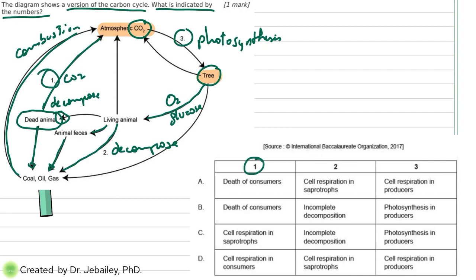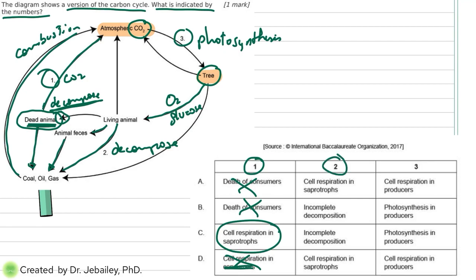Number one here, which is this one, it says death of consumers, self-respiration, saprotrophs, self-respiration, and consumers. Since we know it's decomposition, it cannot be consumers, right? So it cannot be this. And it's definitely not the death of the consumers because the animal is already dead, so it cannot be this. So just by looking at this, I already know that this is the answer, right? Self-respiration, because decomposers basically are eating the dead animal. As they do this, they're doing self-respiration. When I say self-respiration, it's like eating food. So the bacteria or the decomposer is eating the dead animal and releasing CO2 back to the atmosphere. So I know the answer will be C, but I still can continue.